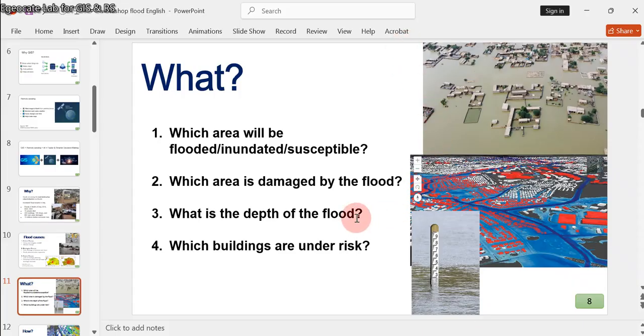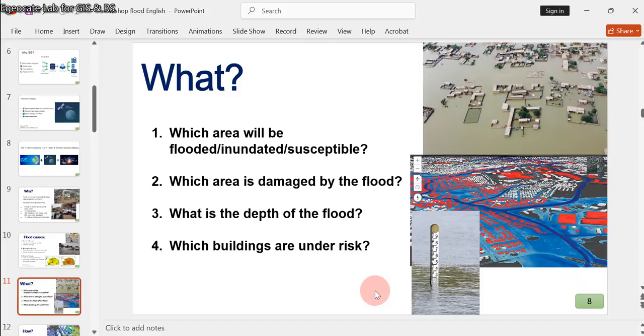And the second main question is this: which area is damaged by the flood? It's a past term, so it means there was a flood, but we want to know what its damages were. So this is also a significant question. We want to measure the damage of this flood, which occurred in the past. And also the third question is what is the depth of the flood? So we want to know what the depth of the flood is, in the past if there was a flood, or in the future. We want to predict future floods and also the depth of the flood. So these questions are significant.